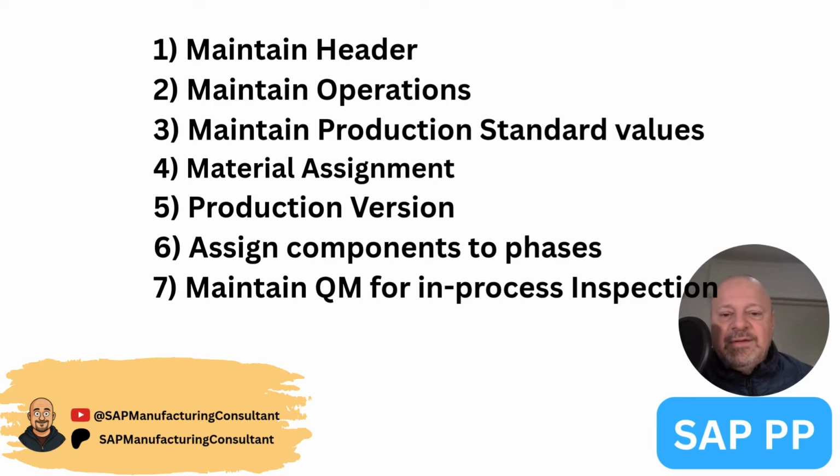Production version will be created. Since we created production versions, there will be a link between the bill of material and the master recipe. So we will have all the components available. So we will go to point six, which is assign the components to the phases. Okay. And then the last point is maintain the QM for in-process inspection. And not only the QM characteristic, but also some parameters for QM that we will need to set up inside the master recipe for in-process. Okay, let's jump into the demo now.